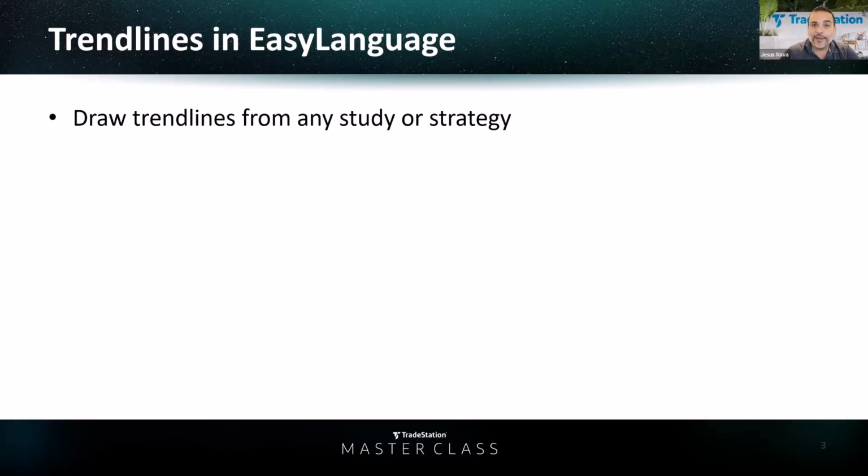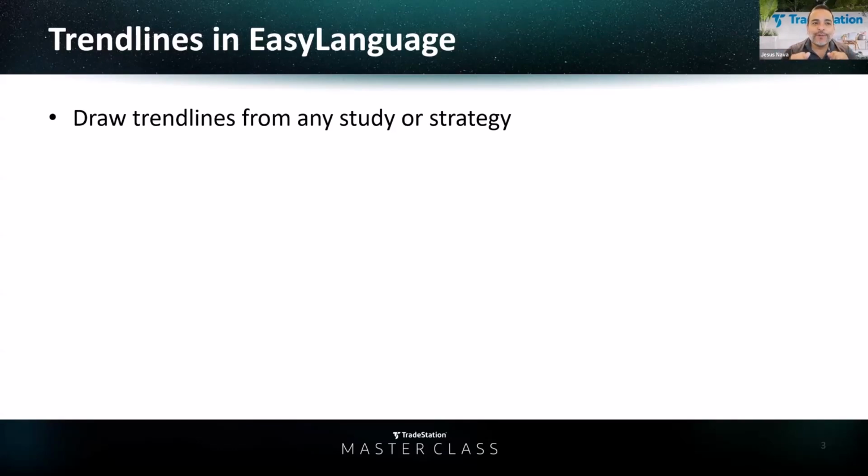One thing that I wanted to point out is that you can draw trend lines from studies or strategies. A lot of the words that you use in EasyLanguage are exclusive to a certain type of document. And I'll give you several examples. One of the words is, for example, when you plot a line of an indicator, like a moving average, it uses plot statements in order to draw the lines on a chart. That plot word cannot be used in a strategy. The strategy would say, I don't understand what plot means.